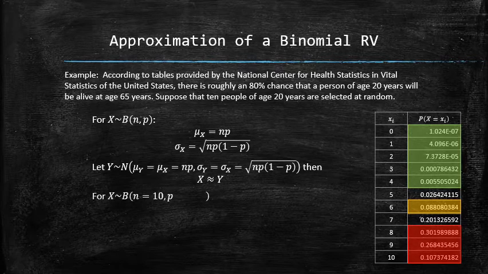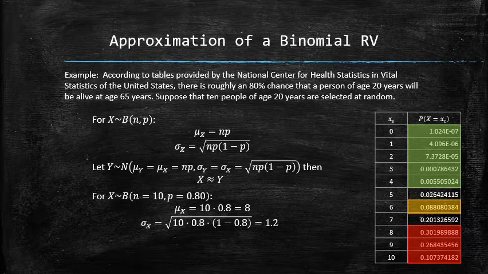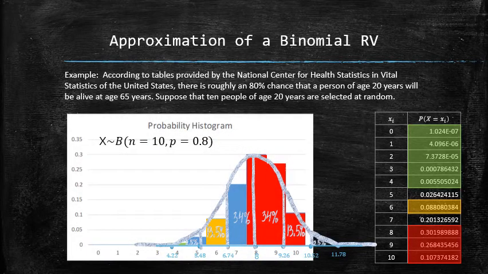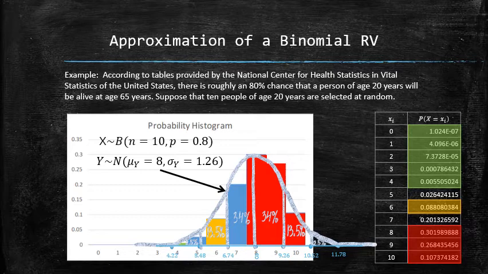In our case, we have a binomial random variable x with parameters 10 and 0.8, whose mean is 8 and standard deviation is 1.26. Therefore, if we let y be a normal random variable with parameters 8 and 1.26, then it can be used to approximate x. So now that we know the parameters of the normal variable that approximates the original binomial variable x, we can focus on using it to answer the original questions about x.